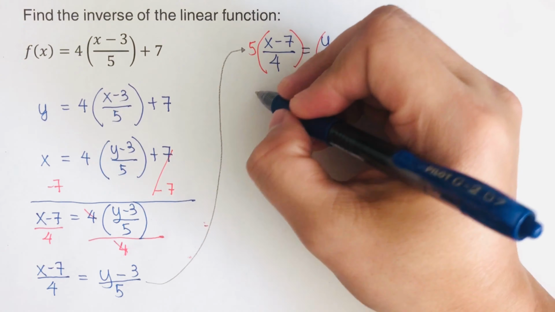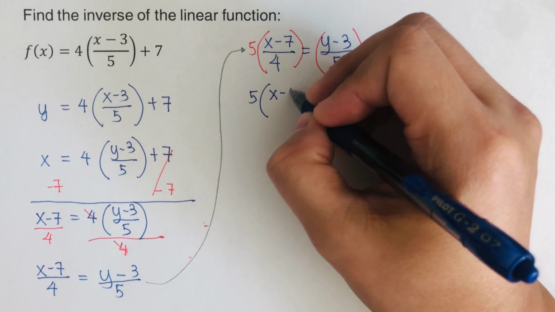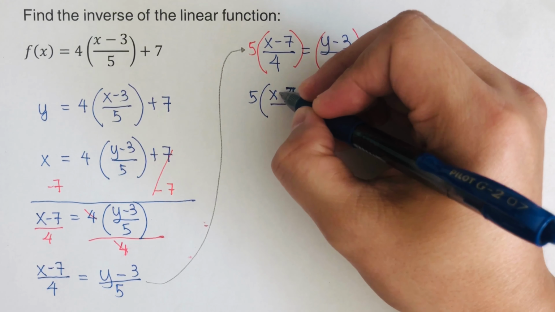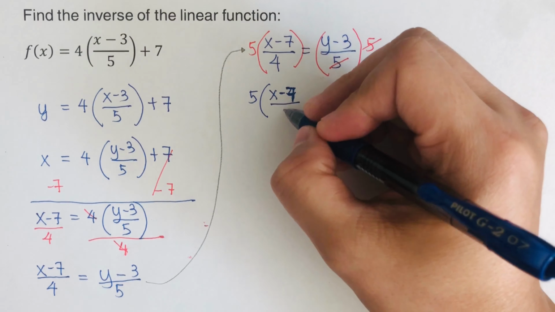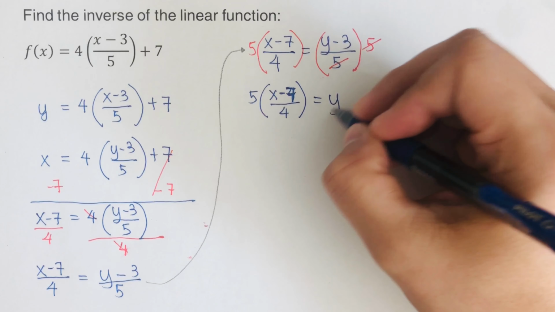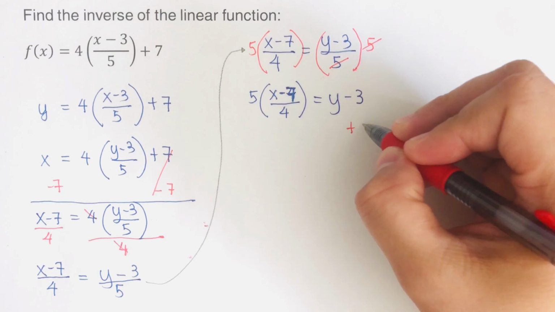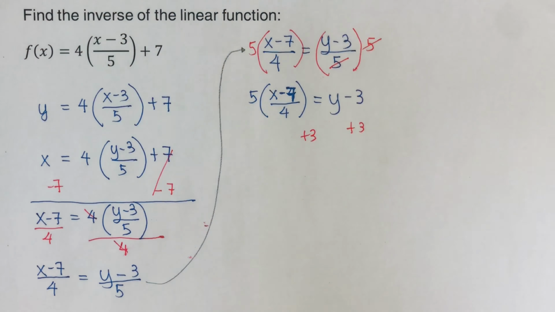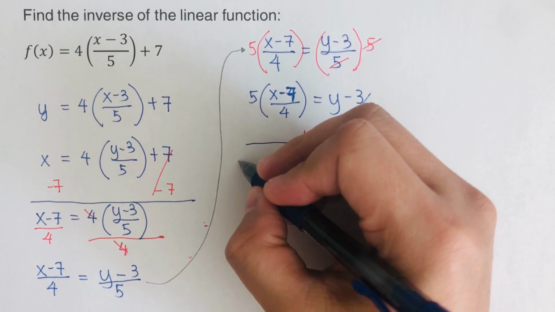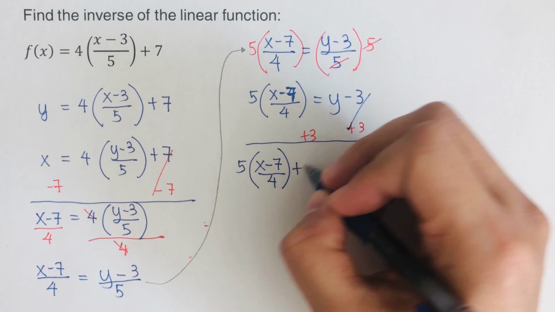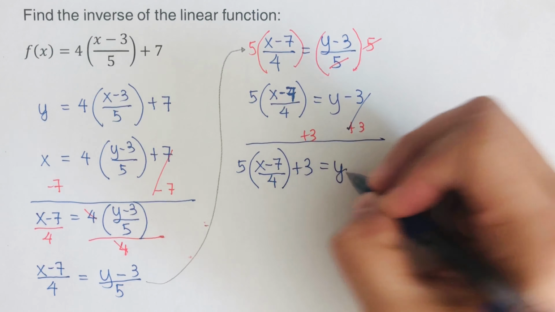So we are left with 5 parentheses x minus 7 over 4 is equal to y minus 3. So what we are going to do next is we are going to add 3 to both sides because again we want y by itself in there. So plus 3 and plus 3. So then we are left with 5 parentheses x minus 7 over 4 plus 3 is equal to y. So then we can go ahead and move on to the third step.